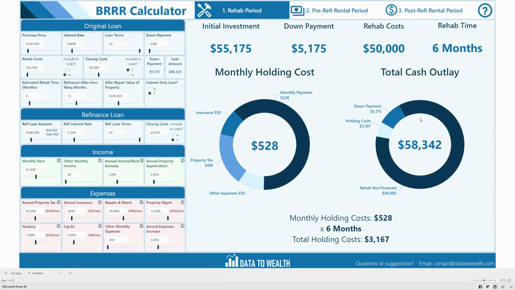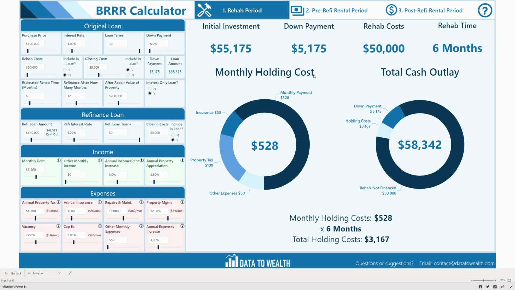Your total cash outlay is going to describe the total amount of cash needed to complete this deal. It takes the total of your holding costs, $528 times 6 months, which gets you $3,167, adds that to your down payment, and then also adds your rehab that is not financed to get your total cash outlay.